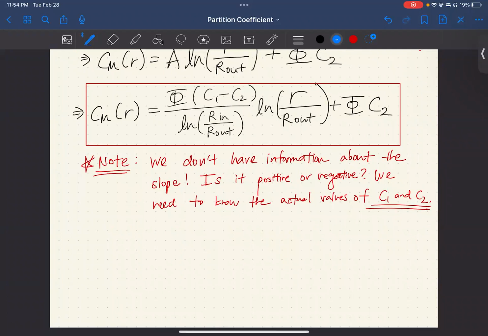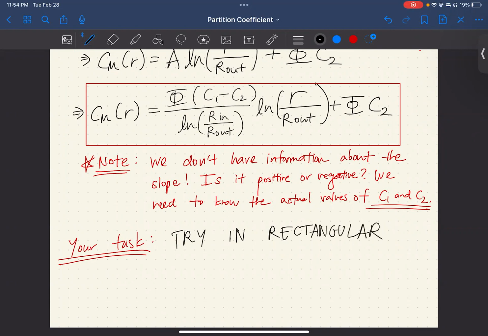Now, here's the challenge for you, okay? Your task. After watching this, try what we just did right here in rectangular coordinates, okay? It's going to be really good practice, and it's going to really solidify this concept for you. And then you just need to follow this derivation, okay?